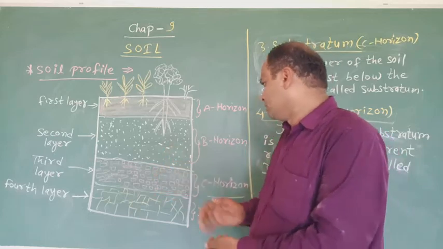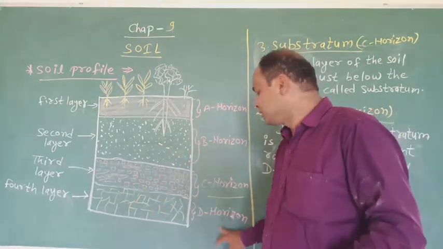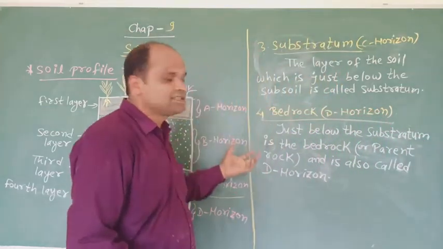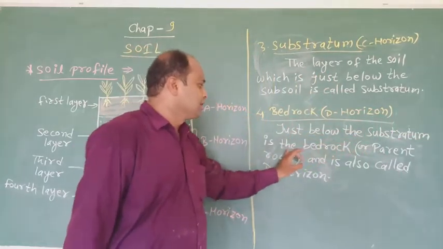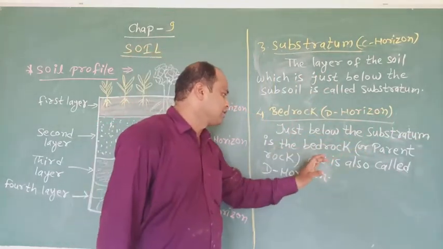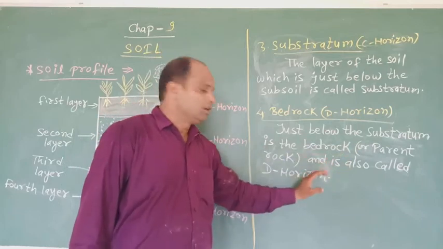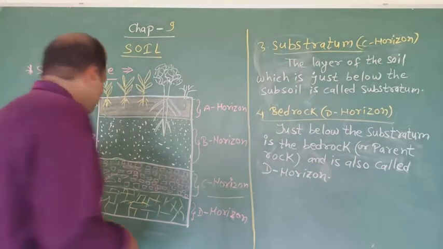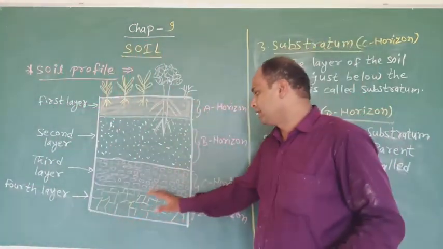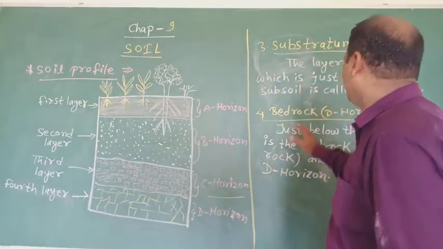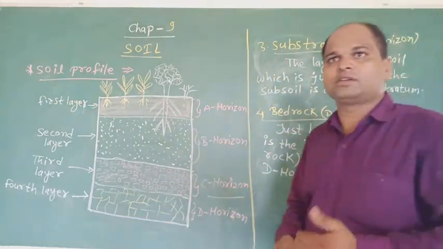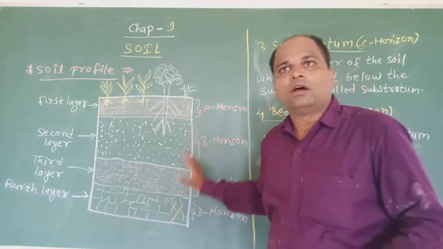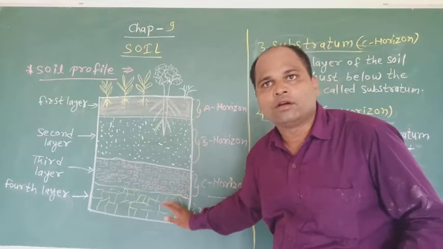Then the fourth layer is known as the D horizon, and its other name is bedrock. What is bedrock? Just below the substratum is the bedrock or parent rock, also called the D horizon. You can see it in the picture. There are many features of bedrock. The bedrock is a solid, non-porous, hard layer of rock.